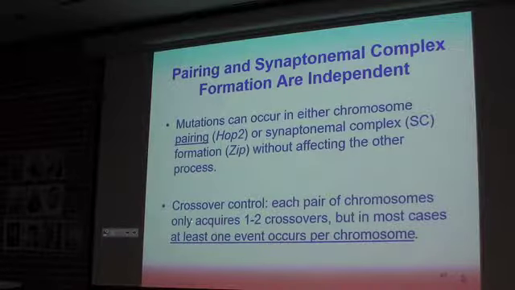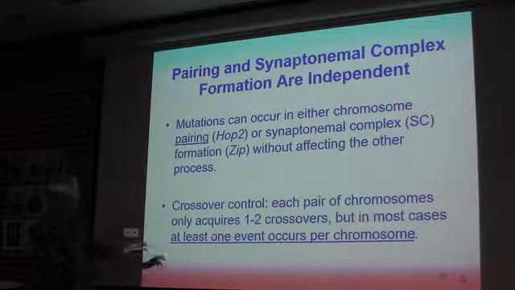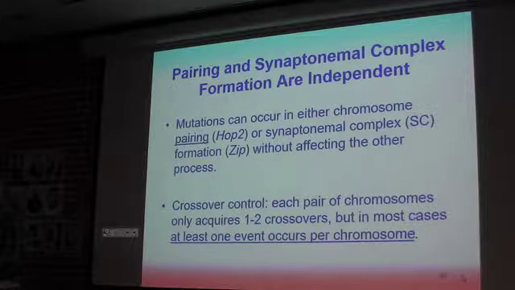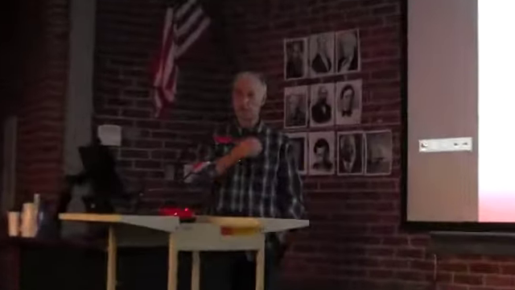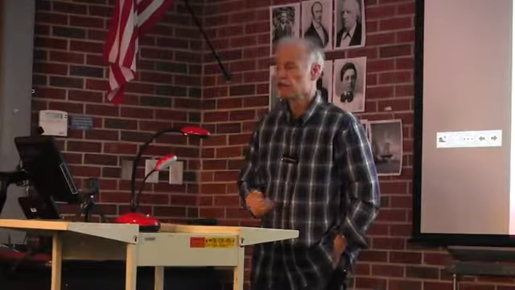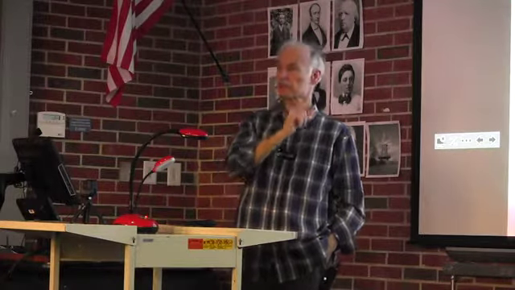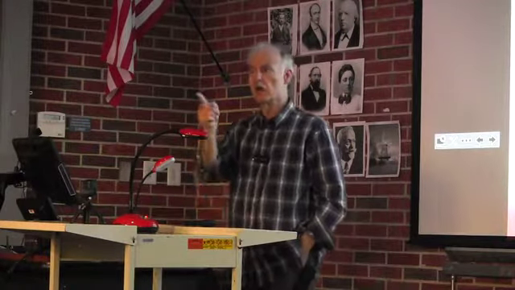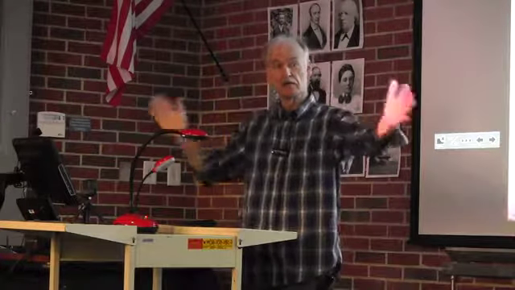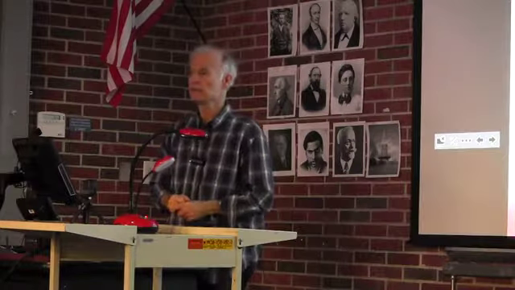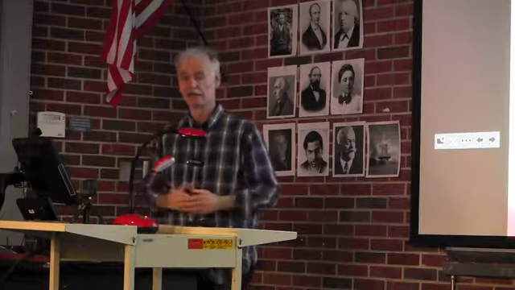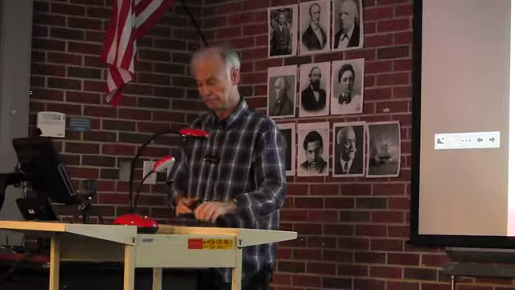Crossover control. Each pair of chromosomes only acquires one or two crossovers, but in most cases at least one event occurs per chromosome. What this says is, in meiosis, formation of gametes in mammals, you have to cross over at least once, but seldom more than once. And this is how it's controlled by the synaptonemal complex. Sometimes you'll cross over twice per chromosome, but most of the time one is required. If you don't do that, further development of the gamete is blocked. Recombination has now become a part of how we propagate.